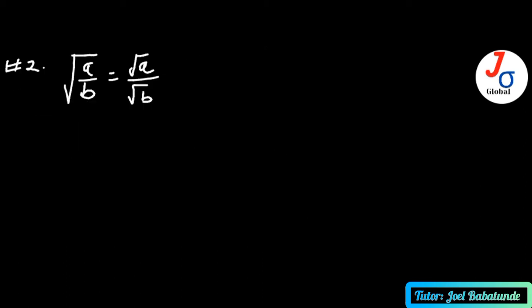Then the second rule says that the square root of a over b equals the square root of a over the square root of b. So what they're saying is that you can separate the numerator from the denominator, giving each of them the roots. Let's take an example. Square root of 7 over 2 has to be root 7 over root 2 based on this law.